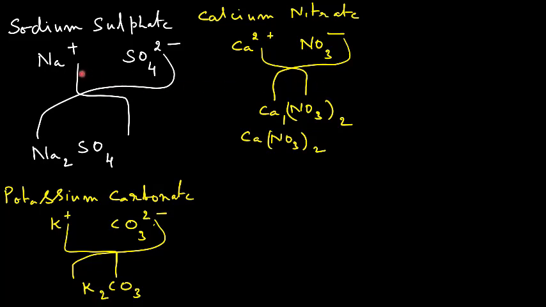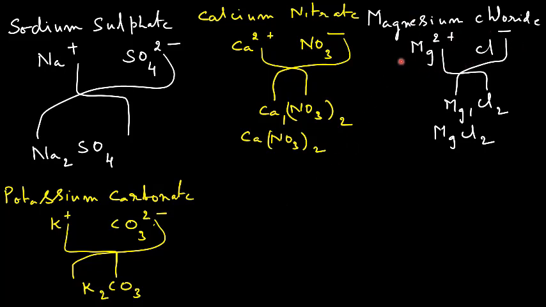Observe the difference between this substance and this substance. In this substance, the positive radical has 1 unit and the negative radical has 2 units of charge. In this case, the positive radical has 2 units of charge and the negative radical has 1 unit of charge. So, whatever the charges, the magnitudes of charges should be exchanged while writing the formula of the substance. This is a very simple thing. If you remember this, it is very easy to write the formula of the substances. Now let us see one more example.